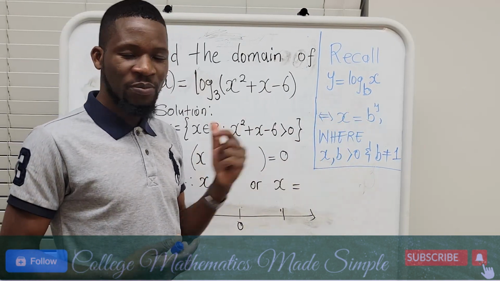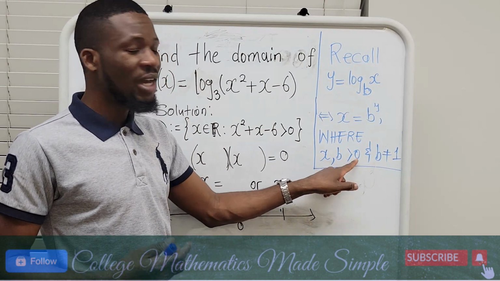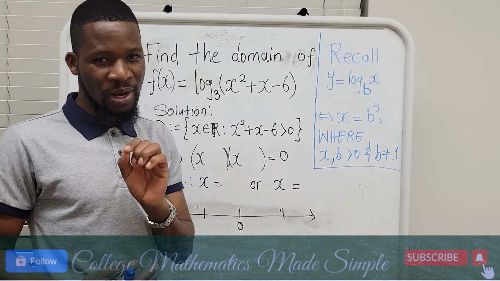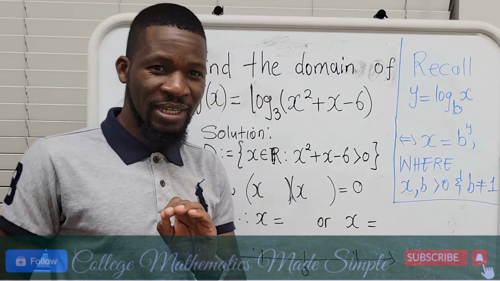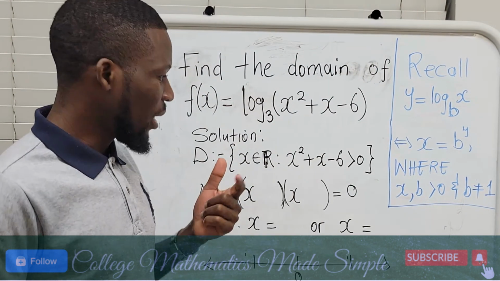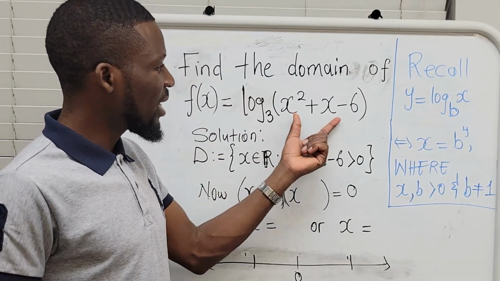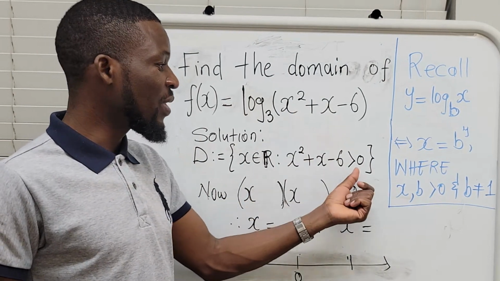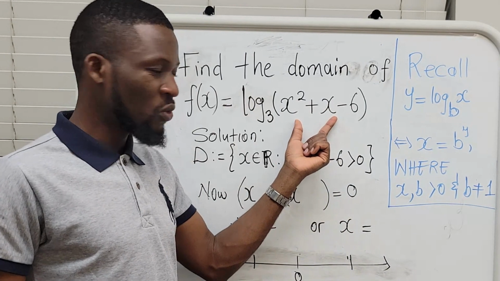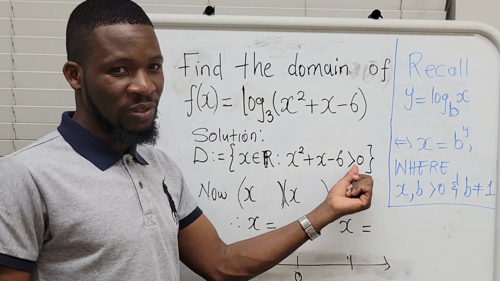Now, these two expressions exist only when x and b are greater than 0 and b is not equal to 1. With that said, we are able to find the domain of this function. This function is defined for all the values such that this input is greater than 0. This input cannot be 0. So, we are going to set this expression greater than 0.